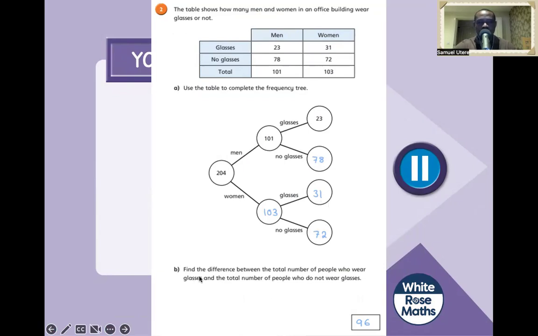Here for B, you're asked, find the difference between the total number of people who wear glasses and the total number of people who do not wear glasses. So again, you look at those who wear glasses and those who do not wear glasses, and then you add them up. Yeah, so you add all of them because they wear glasses and they do not wear glasses. That's 96.